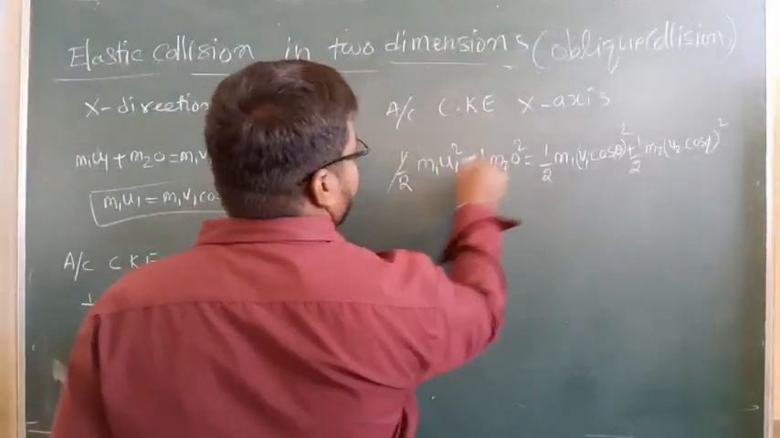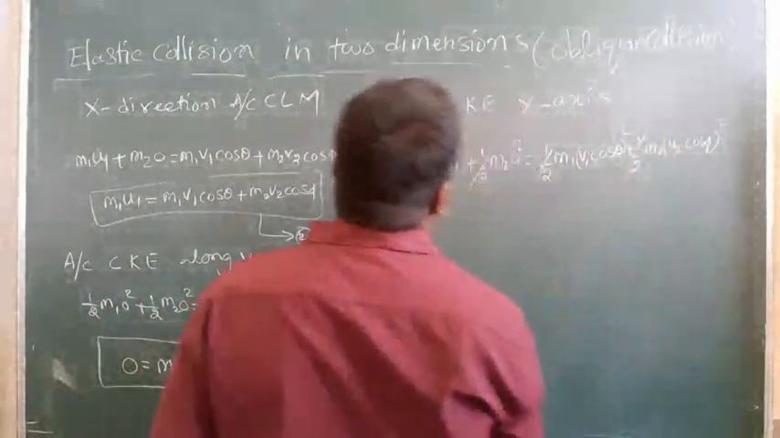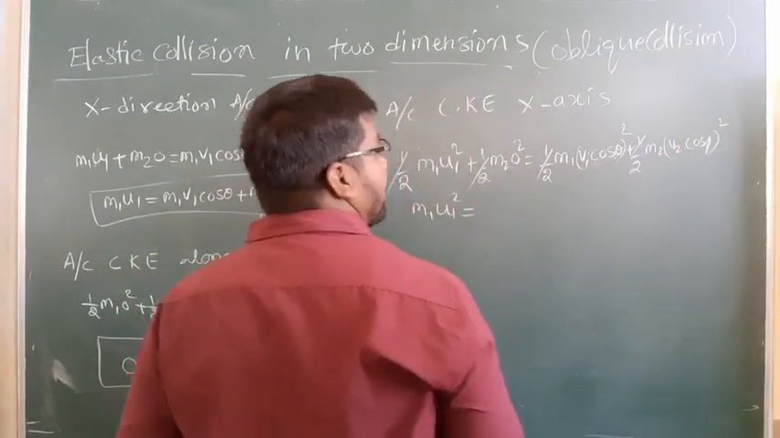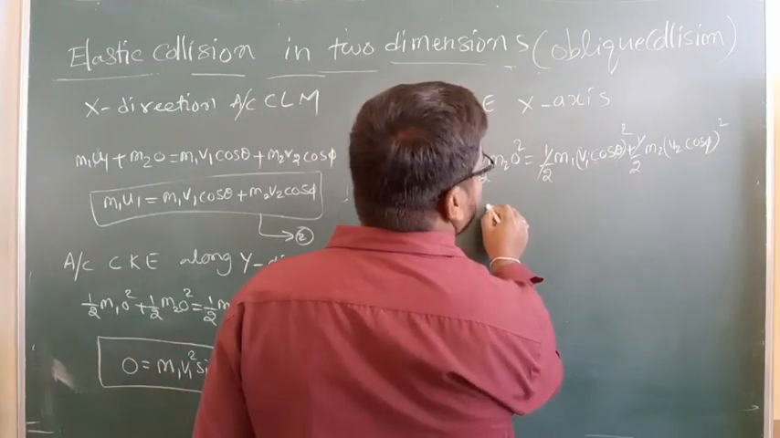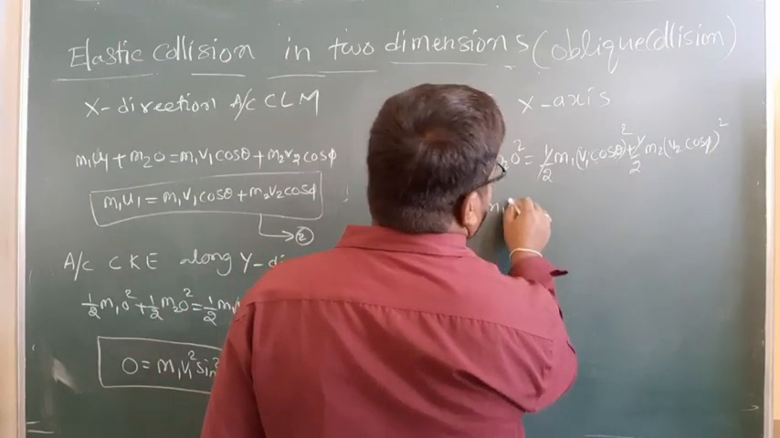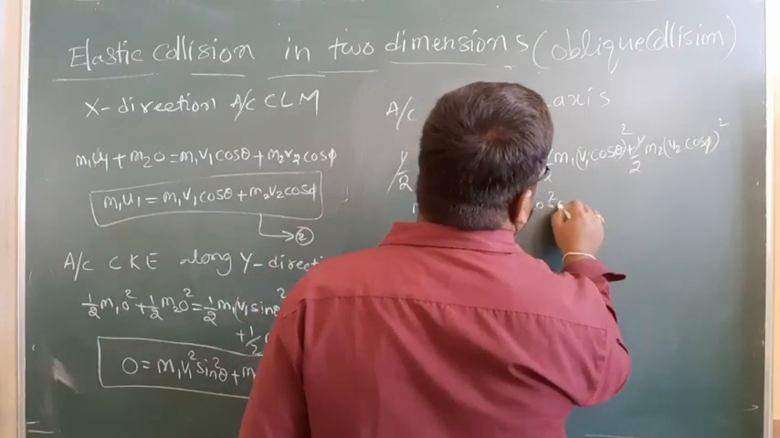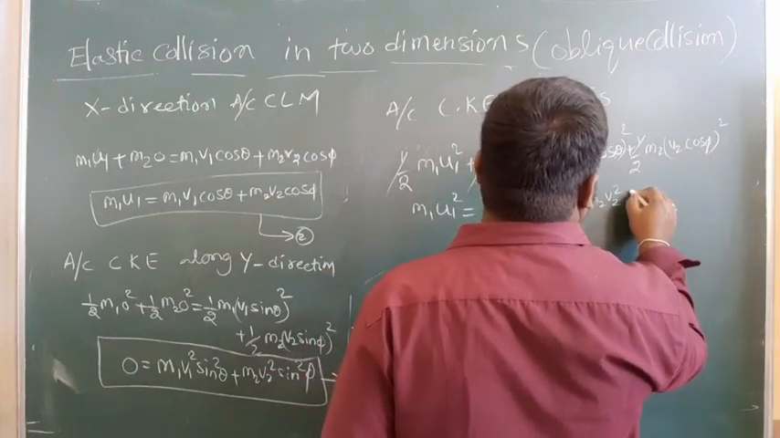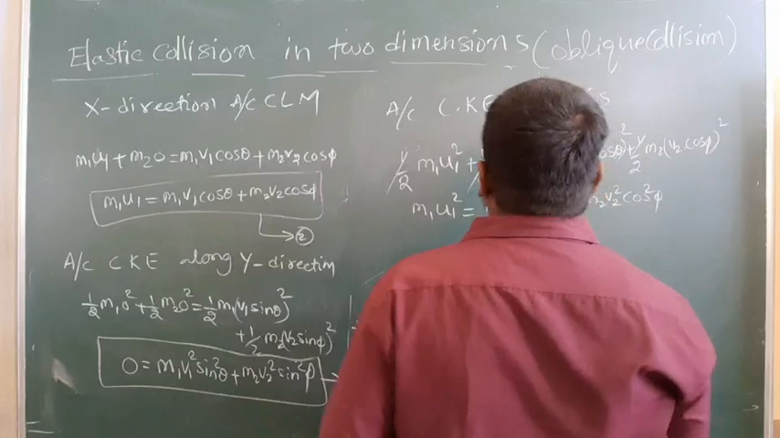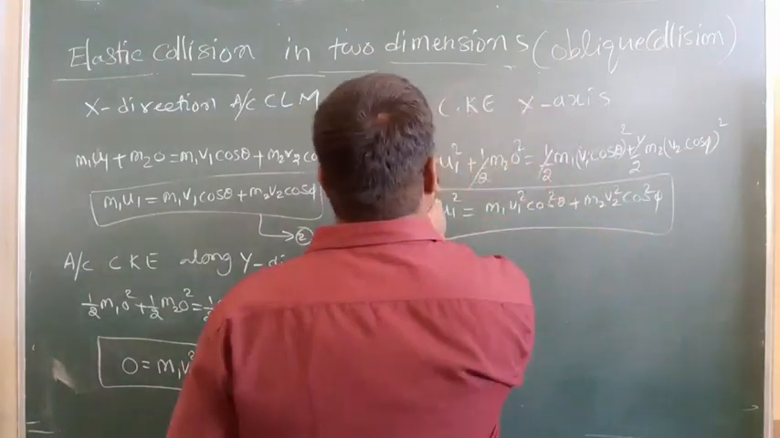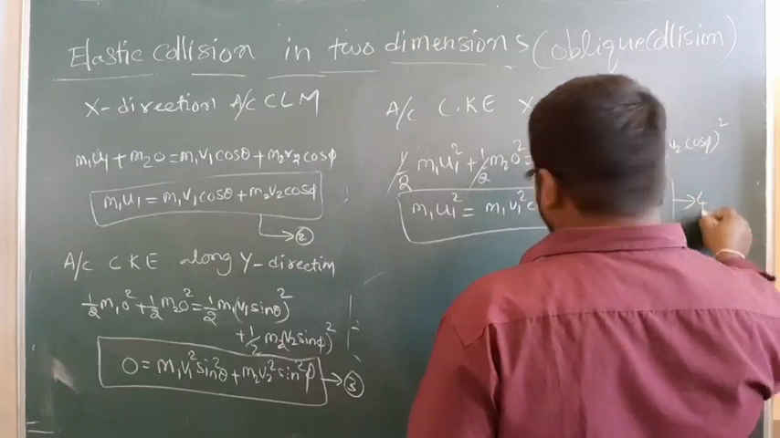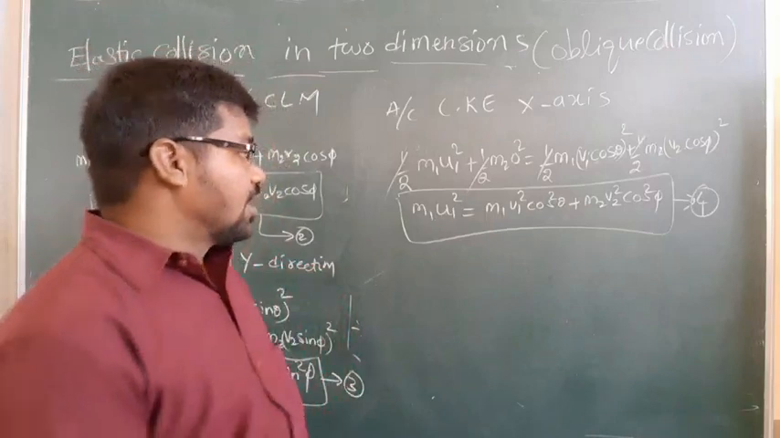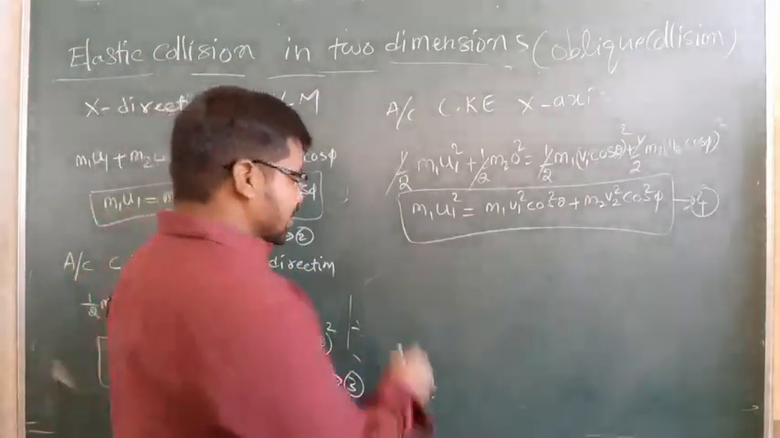So rearranging this, the 1/2 gets cancelled. m1 v1 square is equal to m1 v1 square cos square theta plus m2 v2 square cos square phi. This is equation 4. Understand, my dear children? Here we can have some cases.